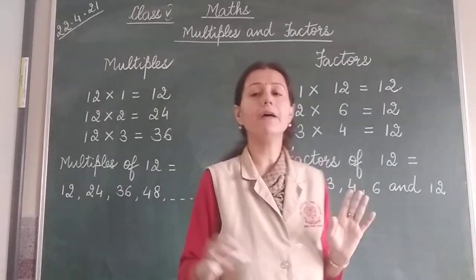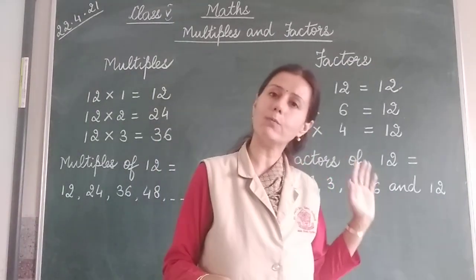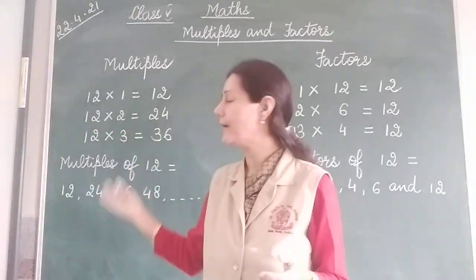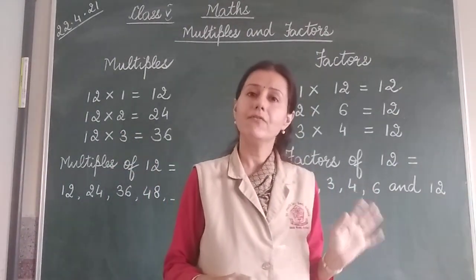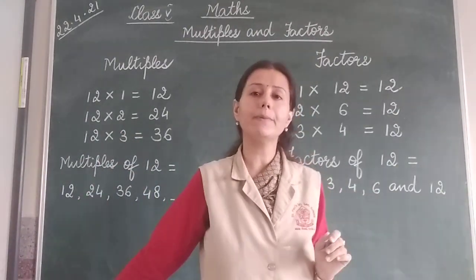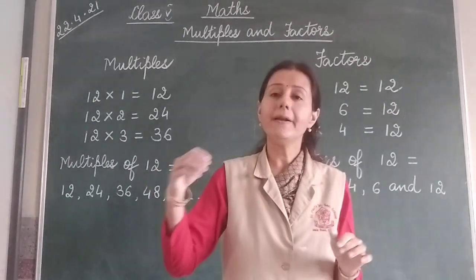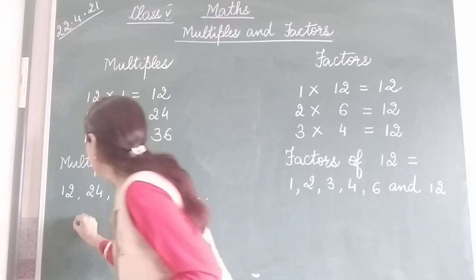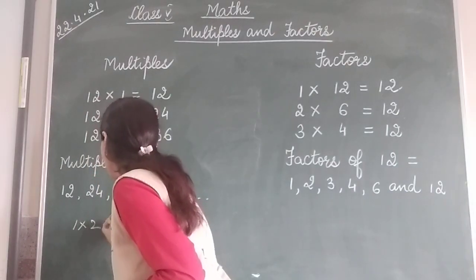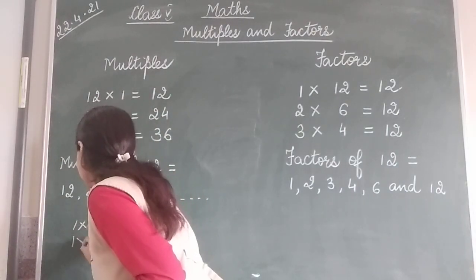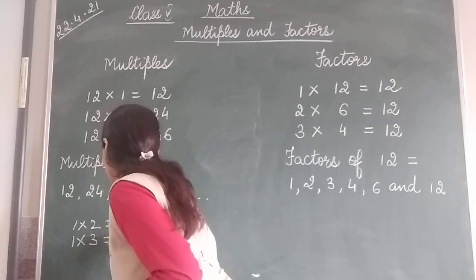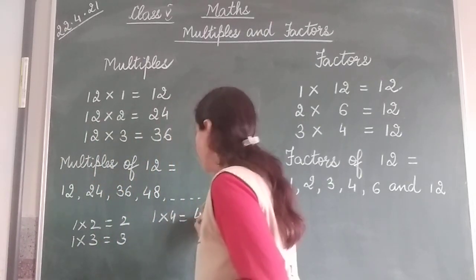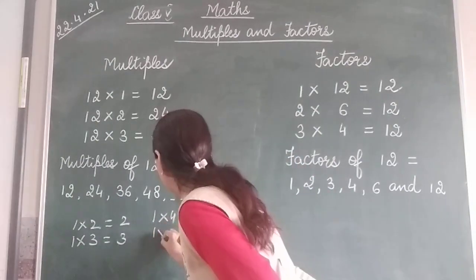Okay. I hope you all have understood what are multiples and what are factors. Now we will study the properties of multiples and factors. First of all, let us look at the properties of multiples. Beta, every number is a multiple of 1. You know, 1 2s are 2, 1 3s are 3, 1 4s are 4, 1 5s are 5.